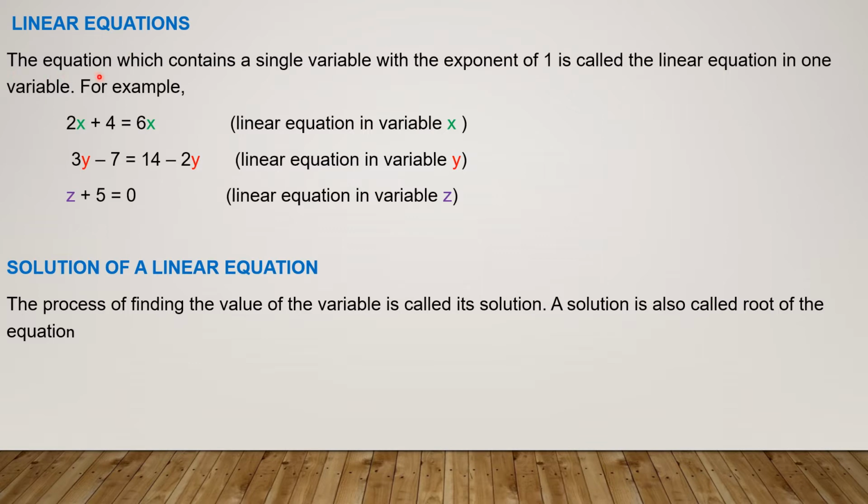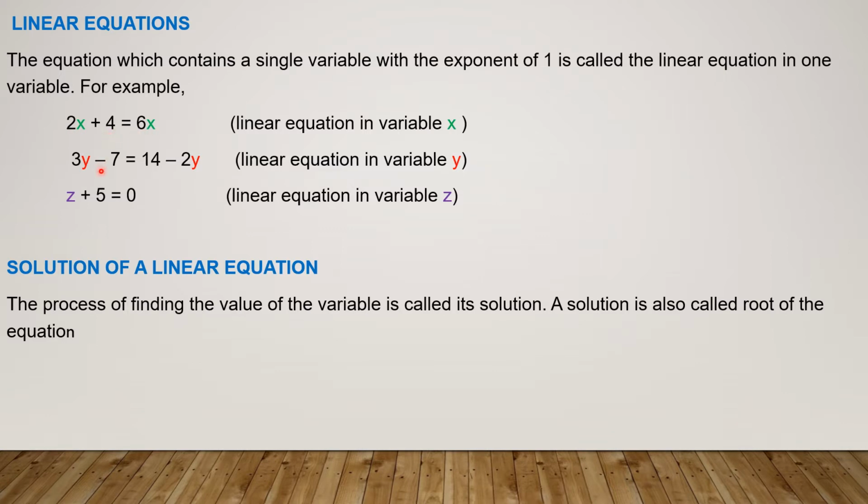The equation which contains a single variable with exponent 1 is called linear equation in one variable. For example, see this equation, 2x plus 4 is equal to 6x. Students, in this equation we can see here variable x and again the variable x. Means this equation contains only the variable x. So we will say that this is the linear equation in variable x.